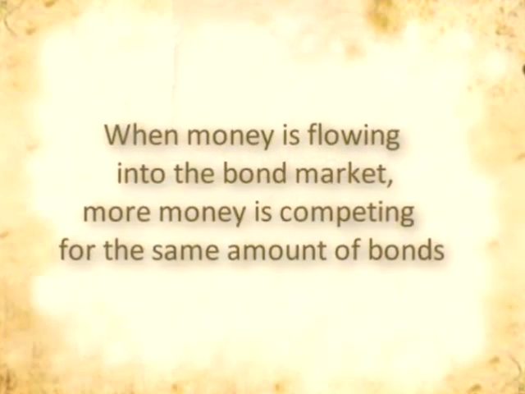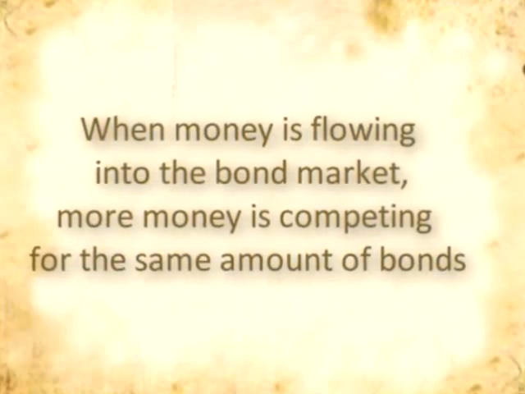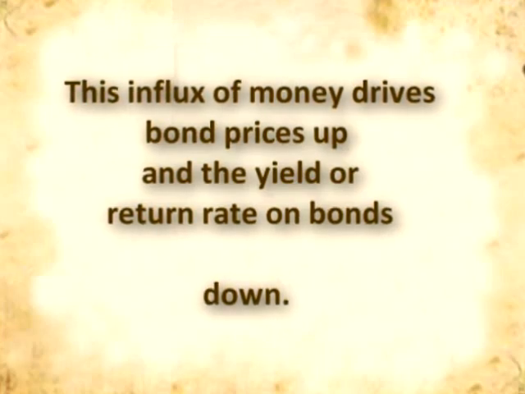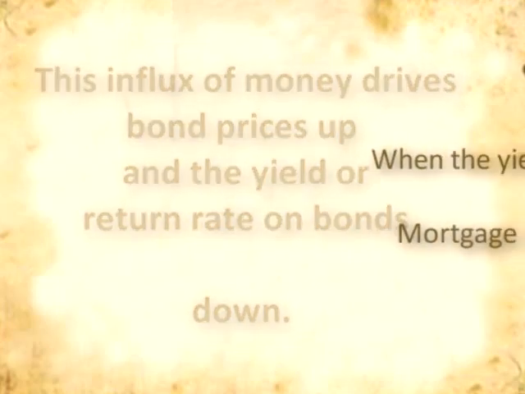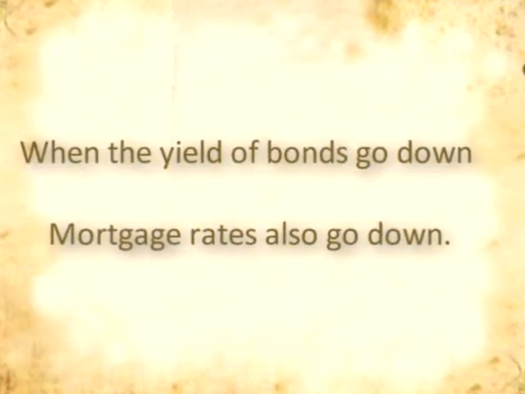When money is flowing into the bond market, more money is competing for the same amounts of bonds. This influx of money drives bond prices up and the yield or return on bonds down. When the yield of bonds go down, mortgage rates also go down.